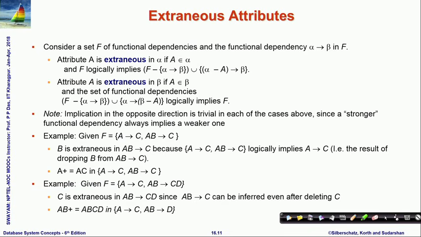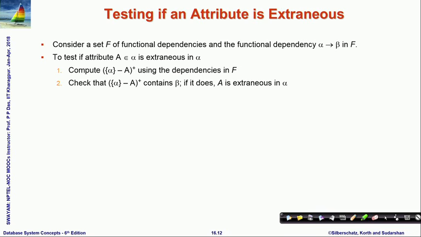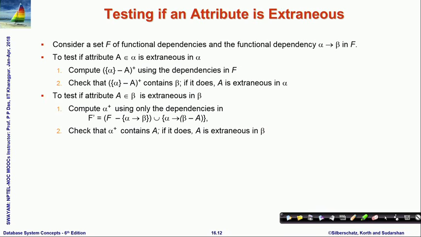Another example is where you are trying to see an extraneous attribute on the right hand side. In this example, C on the right hand side of the set A B determining C D is extraneous, because A B determining C can be inferred even after deleting this C from the right hand side. So, using this notion, we can formalize a test for whether an attribute is extraneous. The formal steps are given here, but I am sure you have already understood through the example.